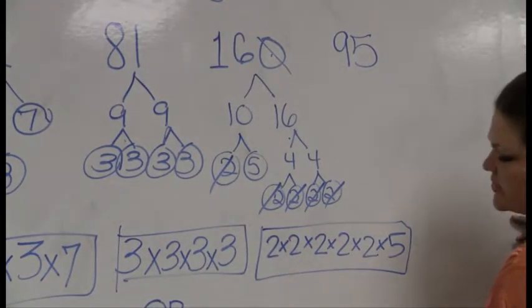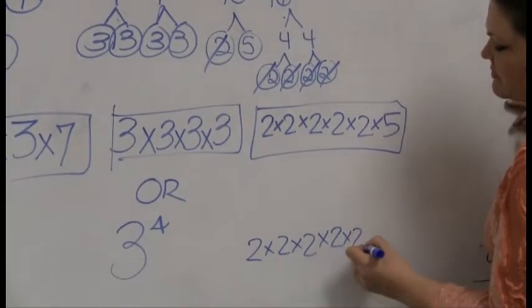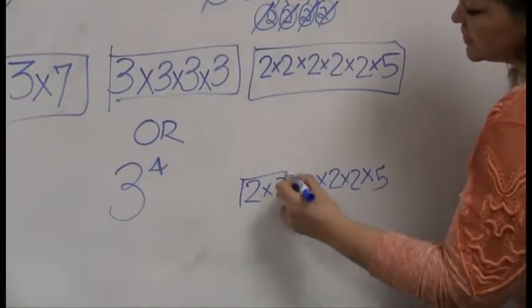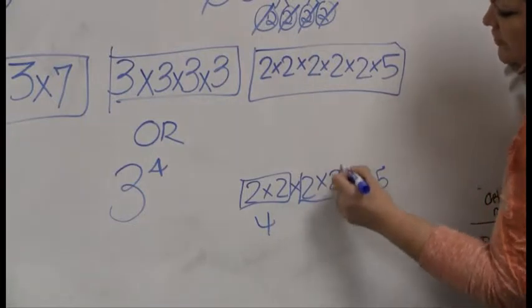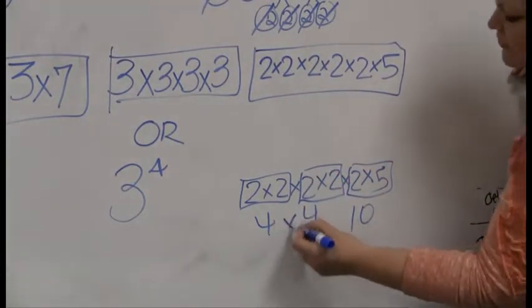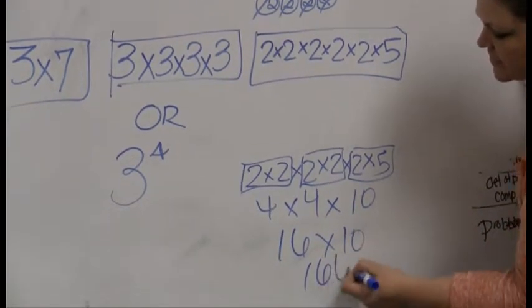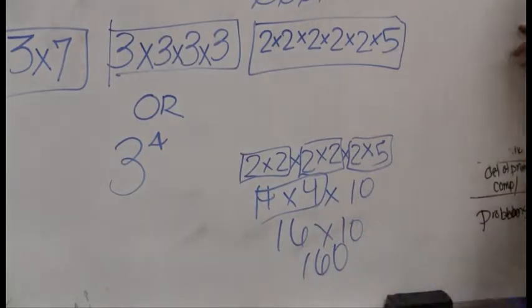Once again, I'd like to point out to you guys, if you'd like to check your work, you can just multiply the numbers back together. 2 times 2 is 4. 4 times 2 is 8, 8 times 2 is 16... 4 times 4 is 16. And 16 times 10 is 160. Okay, awesome.